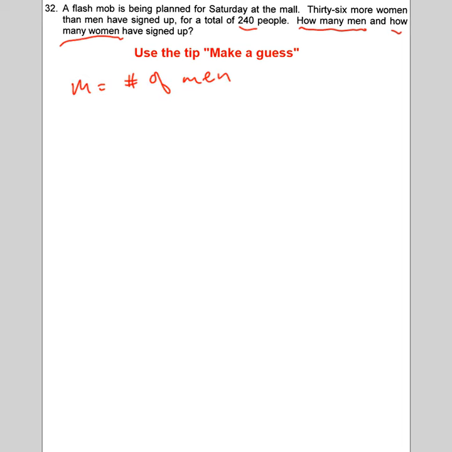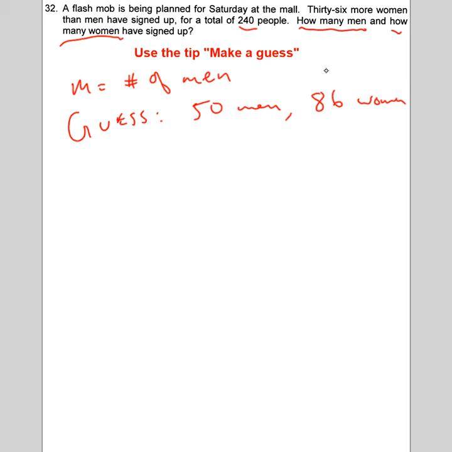and then let's just take some wild guesses. Since we're defining m as the number of men, let's throw a number of men out. So a number of men, let's say it was 50. Since we know there's 36 more women than men, then in our guess we would have 50 men, and since there's 36 more women, we'd have 86 women. 50 plus 36. So now we're going to see if we got it right.